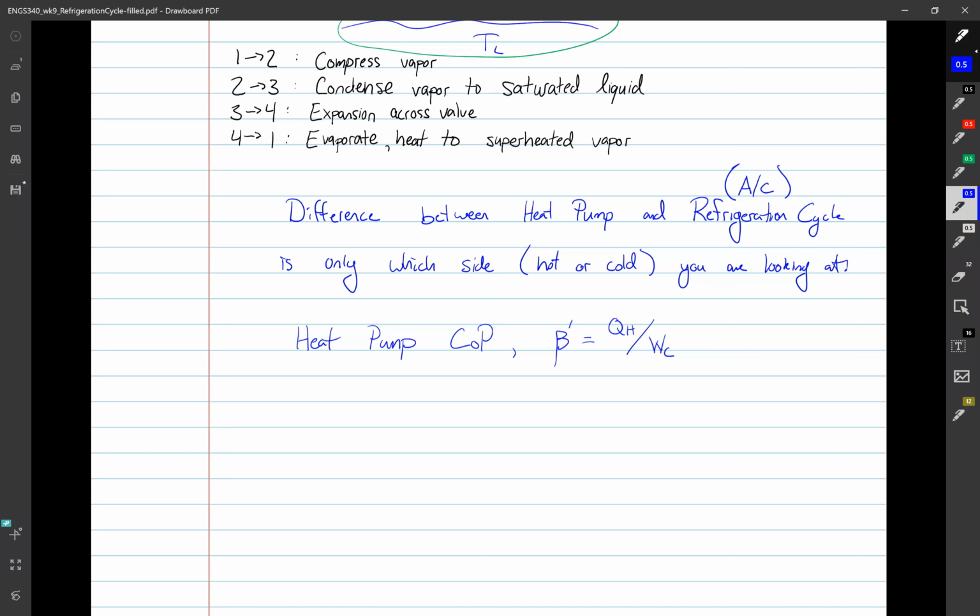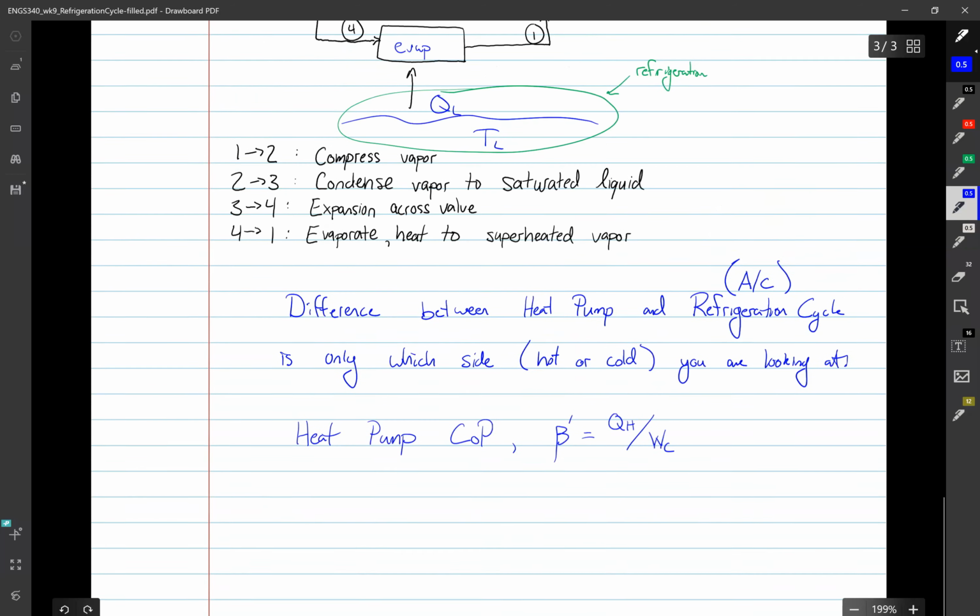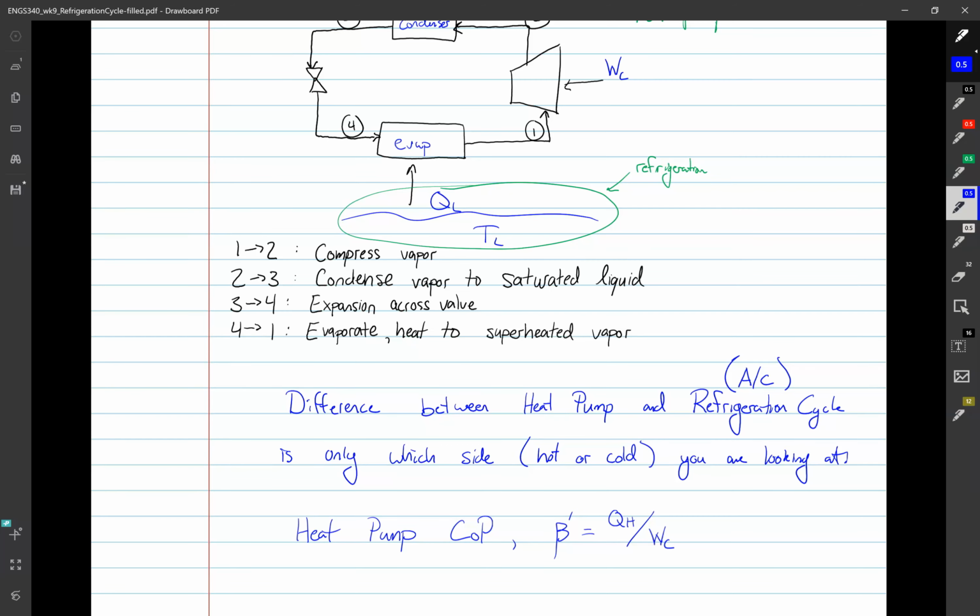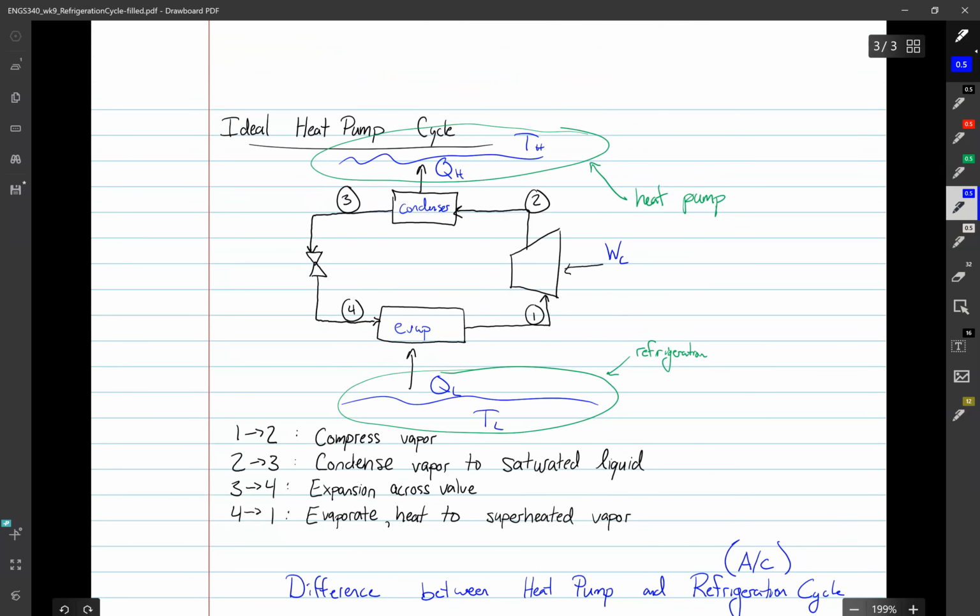It doesn't actually change in the analysis. It doesn't change in the design of the systems. So that's why we can make some of these types of combination AC heat pump systems, which again are becoming more popular because of that increased efficiency. Because you're not generating heat, you're simply moving it.